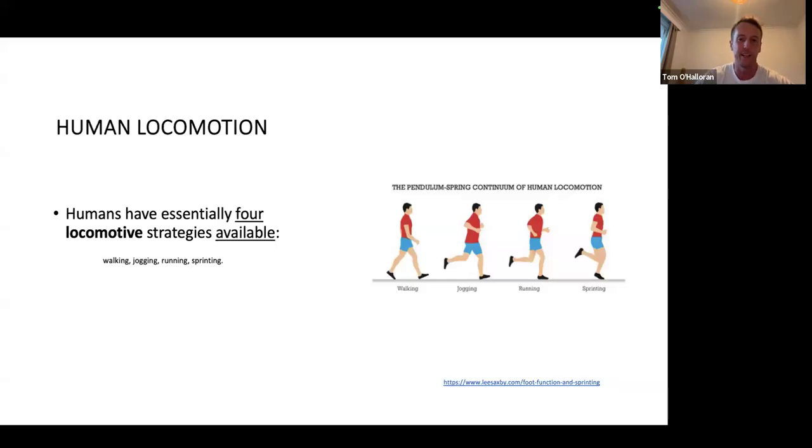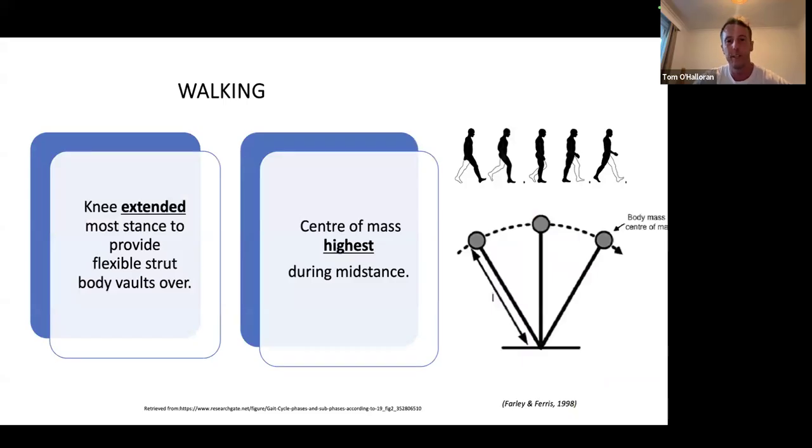We intuitively know that. When we walk, the knee stays extended through mid-stance and provides a flexible strut that the body vaults over. So the lower limb biomechanically works like an inverted pendulum, and our center of mass reaches its highest point during mid-stance. We hit down, flex the knee a little bit at loading response, and re-straighten that knee generally at mid-stance, where the center of mass reaches its highest point. It aligns the vertical ground reaction force with the hip and knee, which minimizes muscular work. So it's a very, very efficient system.